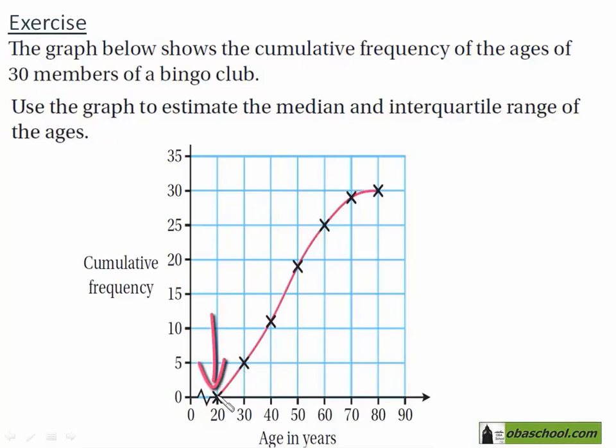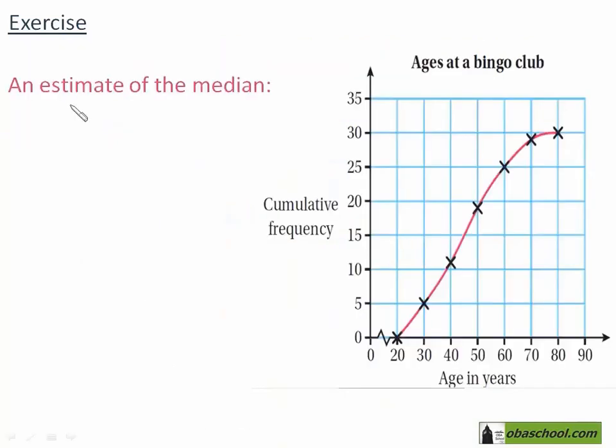Here is where we're starting, at the age of 20, and that is the minimum age of the bingo club. As we go further through the years, you have the numbers fluctuating. So the exercise says we need to find an estimate of the median. The exercise is asking for an estimate since, of course, we're not going to have an accurate answer, but an estimate is enough for this question.